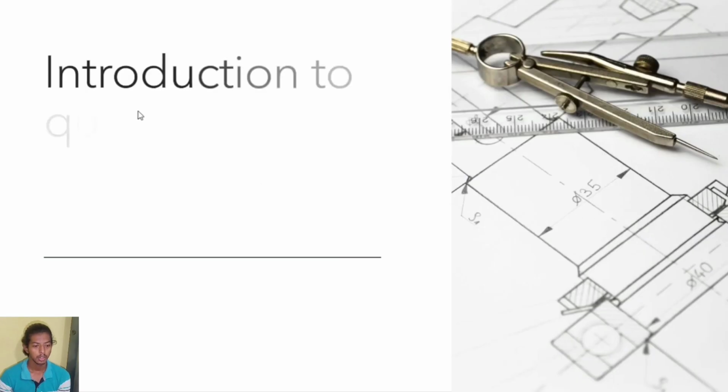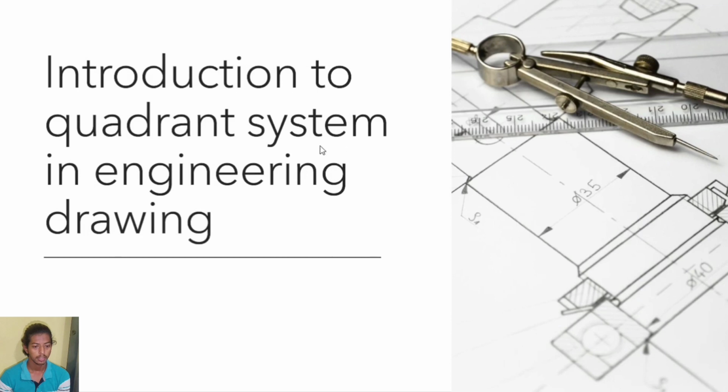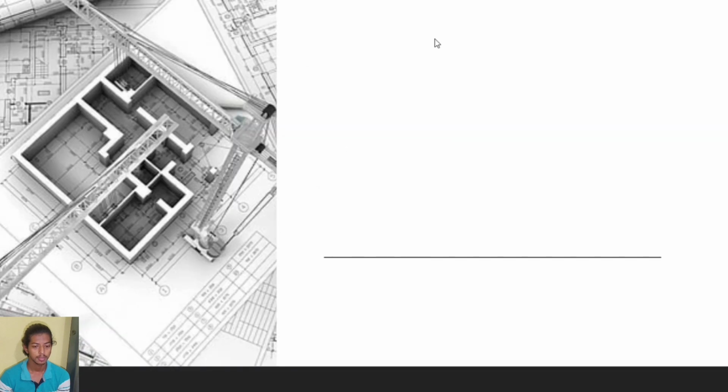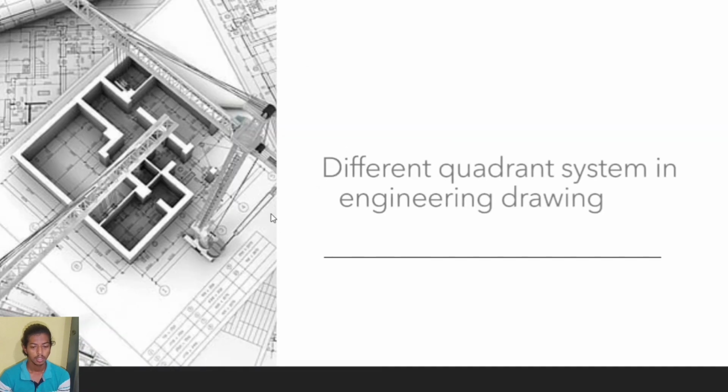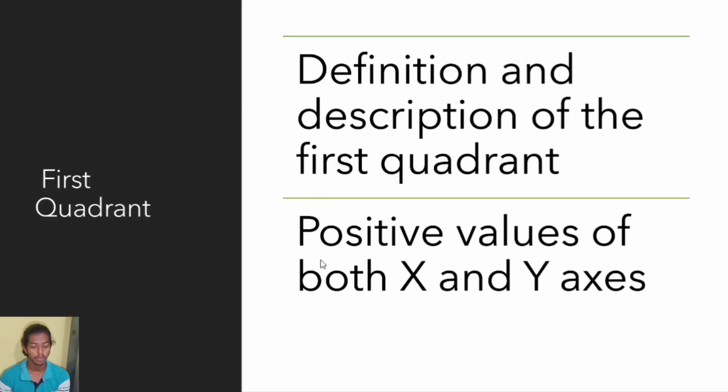So it's about introduction to quadrant system in engineering drawing. Different quadrant systems in engineering drawing. There are 4 quadrant systems in engineering drawing. Let's begin with the first quadrant. Definition and description of the first quadrant. Positive values for both x and y axis.